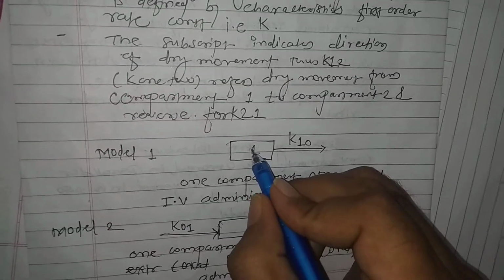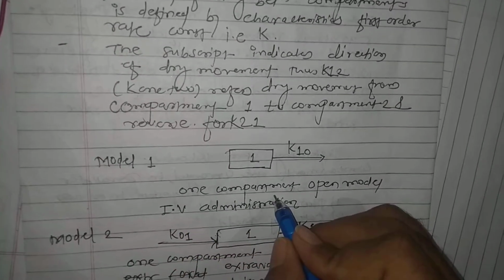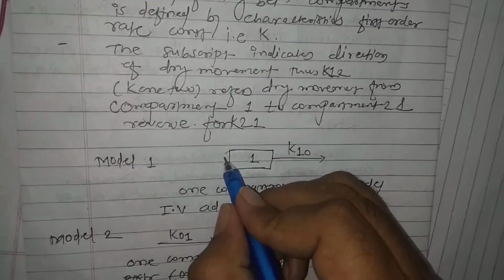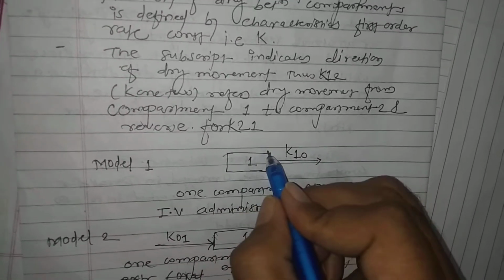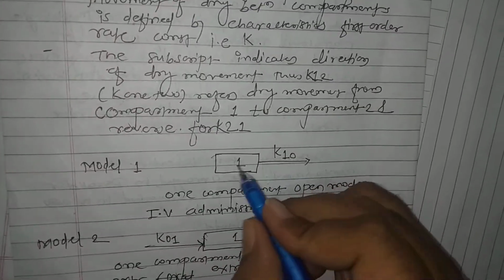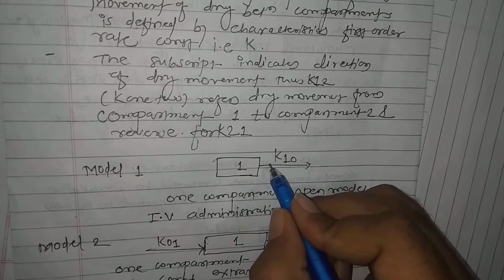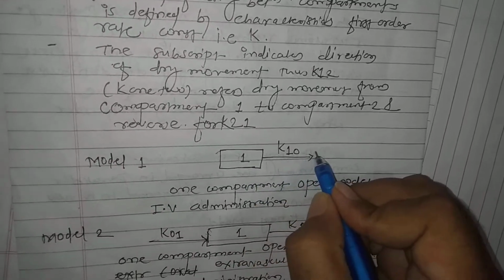So what happens here, there is no absorption because there is intravenous administration. There is no absorption process. The drug is directly administered into the systemic circulation. So this is the central compartment, denoted 1. From this central compartment the drug is eliminating, that is compartment 1 to 0.